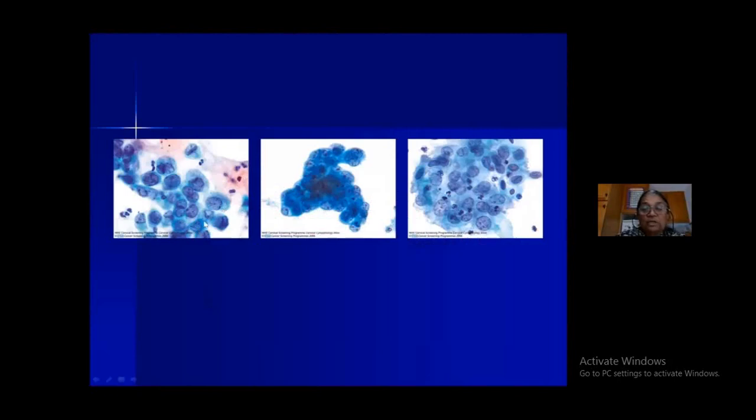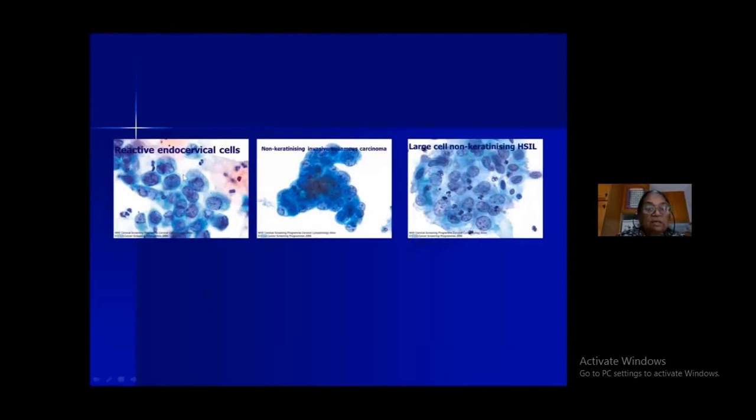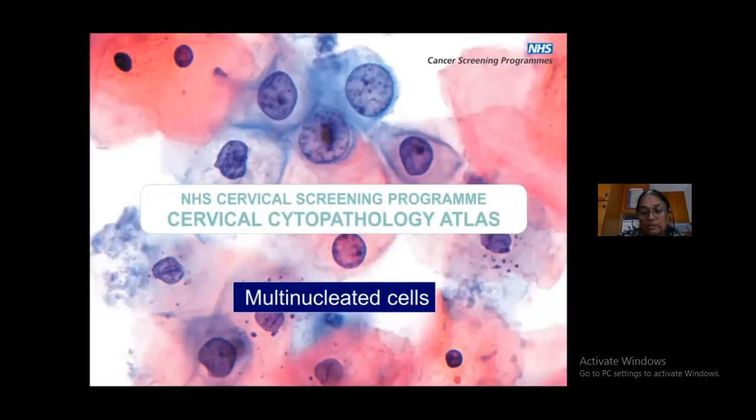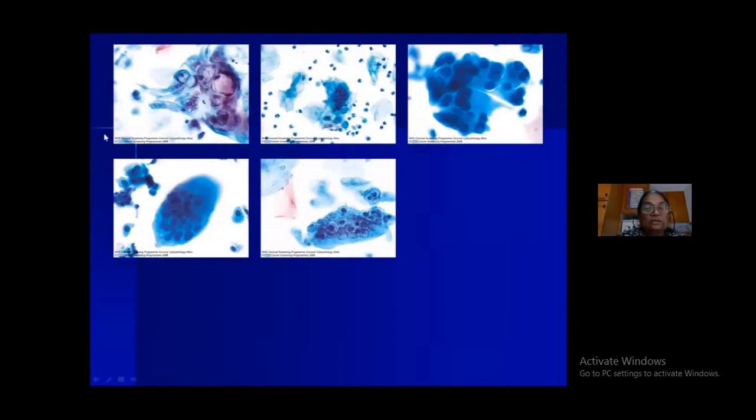Cells with large pale nuclei. Those large pale nuclei again can be present in normal and abnormal cells. These are reactive normal endocervical cells. This is squamous carcinoma. And also, you can see that these are all abnormal and this is normal. Multinucleated cells can be present in adenocarcinoma, in cancer, histiocytes, and herpes infection, as you know, the multinucleate cell with ground glass appearance, and normal endocervical cells can give multinucleated cells.